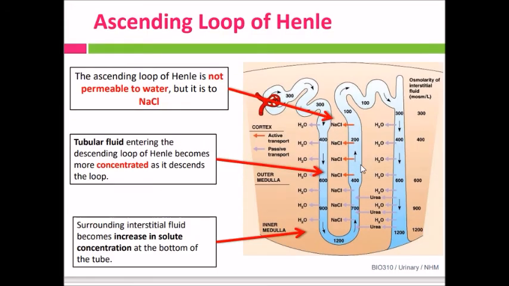Okay, and then as you can see here, this part, the ascending loop of Henle, is not permeable to water, but it's only permeable to NaCl, meaning that only NaCl can be transported actively out from the ascending loop of Henle via active transport.